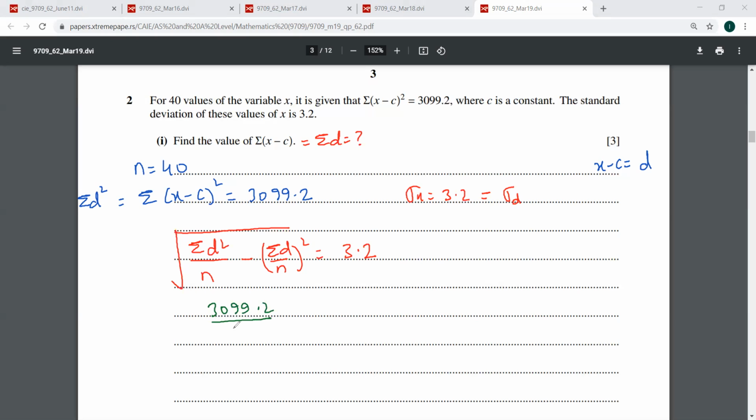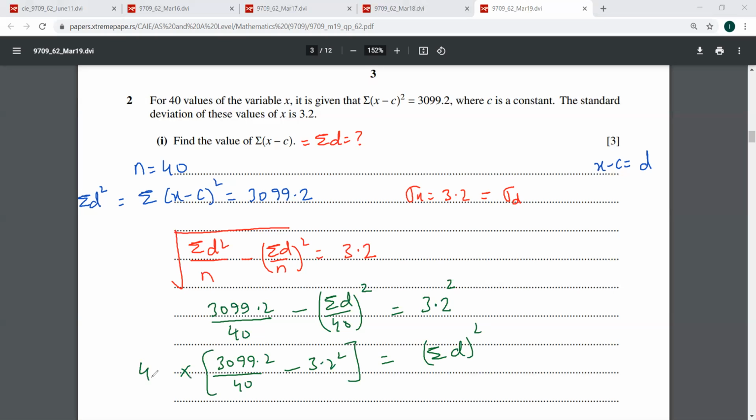3099.2. We have the number n, which is 40. We have to find this sigma d. I'm going to put the square on it, and then write this is equal to 3.2 square. Now there is some algebraic manipulation. This is going to be 3099.2 over 40 minus 3.2 square, that is going to be sigma d square over 40 square, multiplied by this here. And then you take its square root and tell me what is this sigma d.